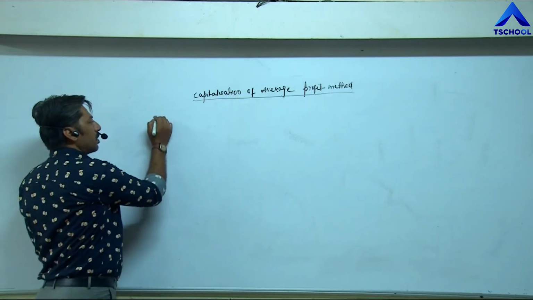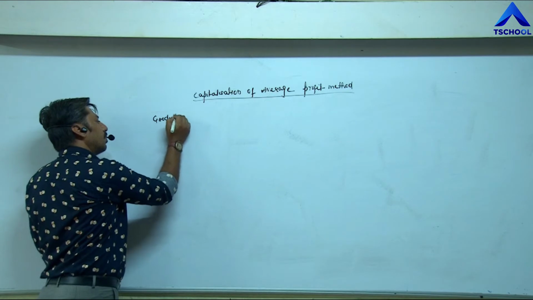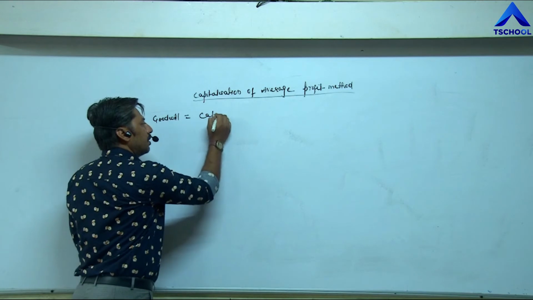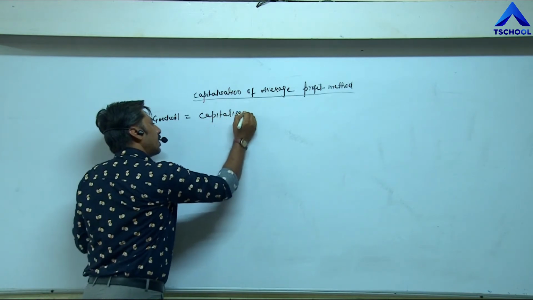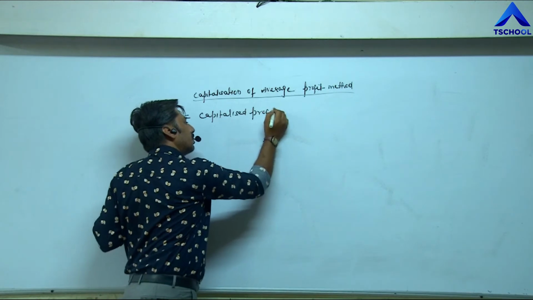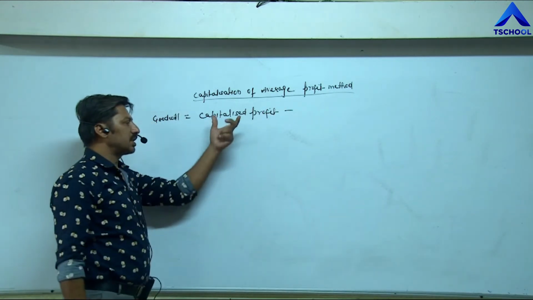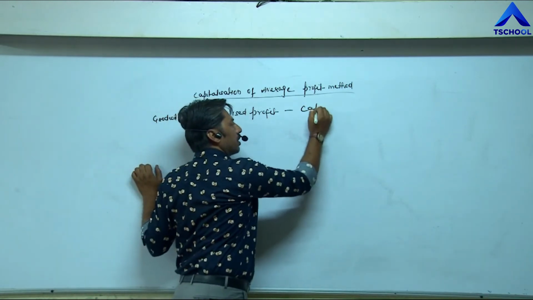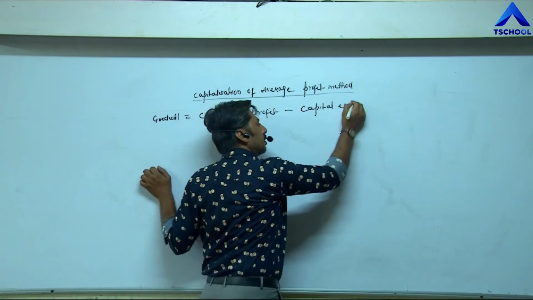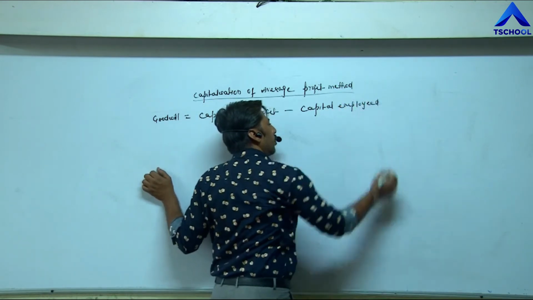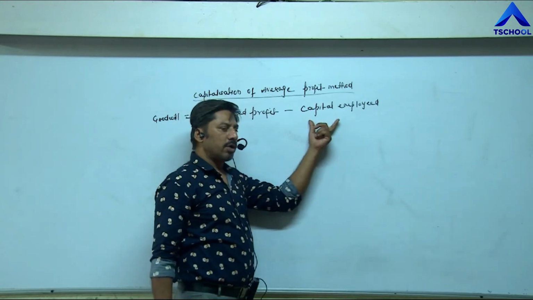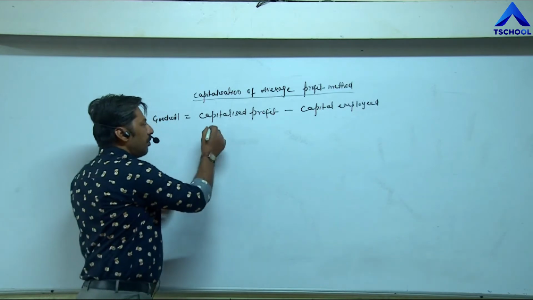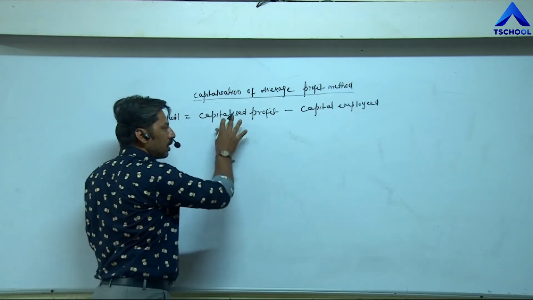Here the formula for calculating goodwill is equal to capitalized profit minus capital employed. There is nothing complicated in this formula, you only have to learn this line. Now the formula for calculating capital employed you already know: capital employed is equal to asset minus liability. Now the formula for capitalized profit. How to calculate capitalized profit?